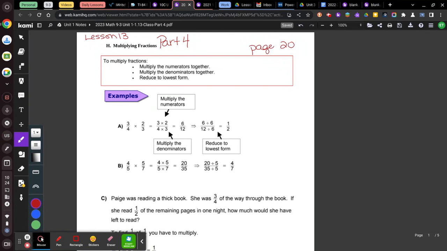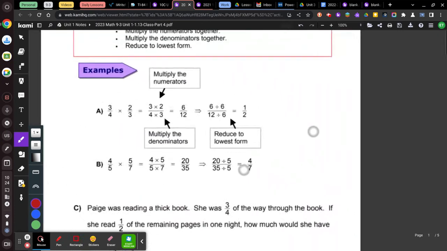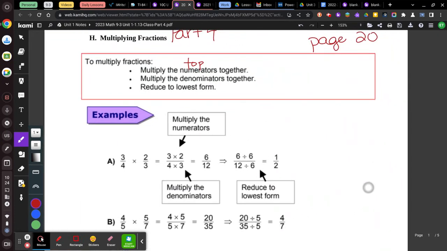When we multiply fractions, we multiply tops, which are numerators, together. So we will do top to top, and then we will do bottom to bottom. And our last step is always reduce our fractions. So 3 steps. 1, 2, and 3. And number 3 is reducing. We always have to reduce.